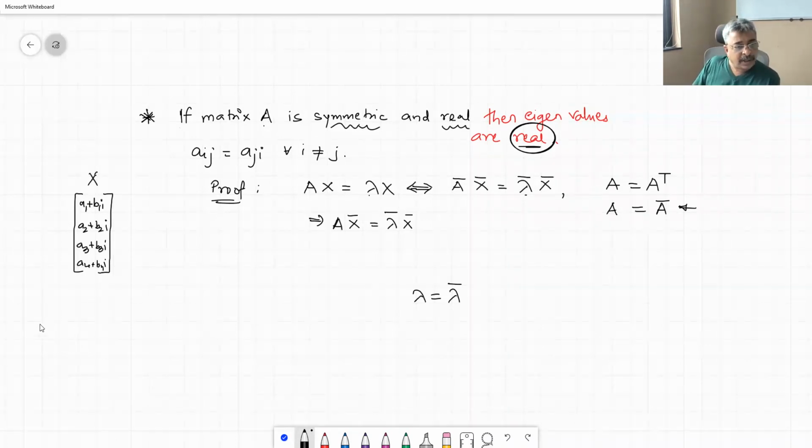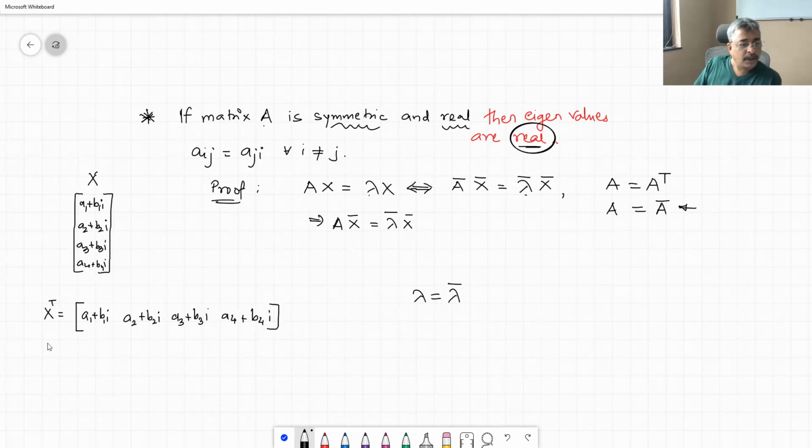So let us first find out what we mean by x transpose. X transpose is converting rows into columns or columns into rows. So the x transpose vector will look like a1 plus b1i, a2 plus b2i, a3 plus b3i, and a4 plus b4i. Correct. So this is x transpose. And what is x bar? X bar is taking conjugates: a1 minus b1i, a2 minus b2i, a3 minus b3i, a4 minus b4i. This is x conjugate.